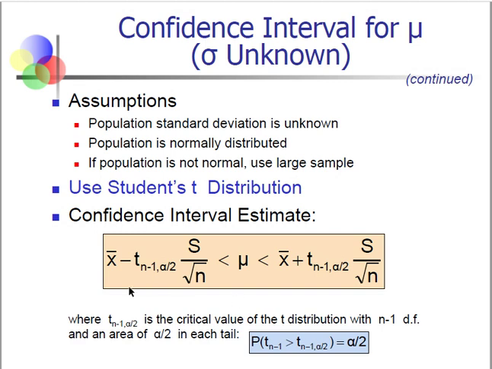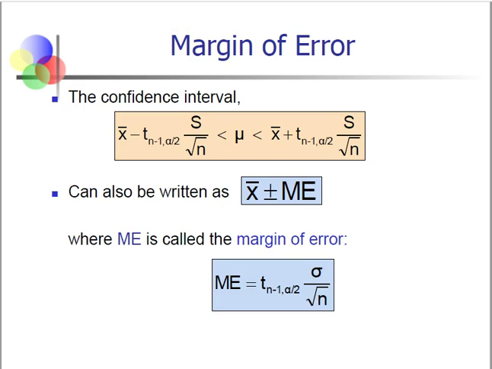We're going to have x bar minus t n minus 1, alpha over 2, times s over root n. Again, this t n minus 1, alpha over 2 is the critical value. We can again generalize the formula by just saying that it is x bar plus or minus the margin of error, and the margin of error is given by that.